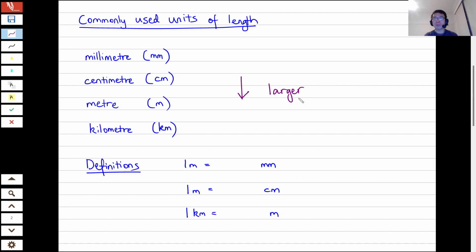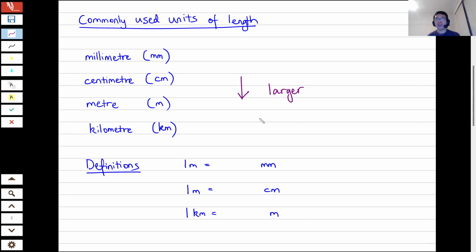And so when I am using these units in the real world, it's going to make sense for me to pick the unit that is appropriate for how long the thing is that I'm describing. So if I'm dealing with a table that I'm building for some sort of construction project, I probably want to use centimeters or meters. If I'm talking about the thickness of my hair, I probably want to use millimeters. On the other hand, if I'm talking about very long distances, then I want to use something larger, like the kilometer.